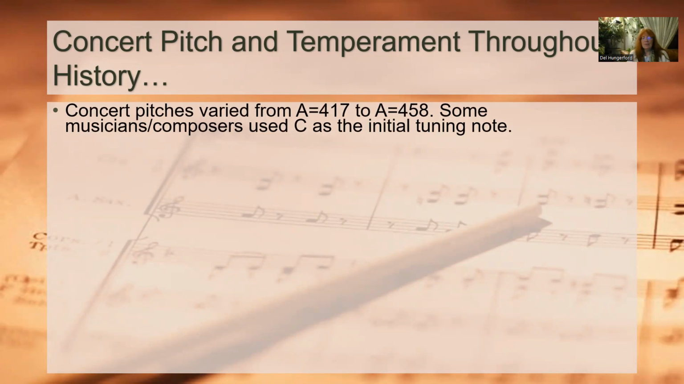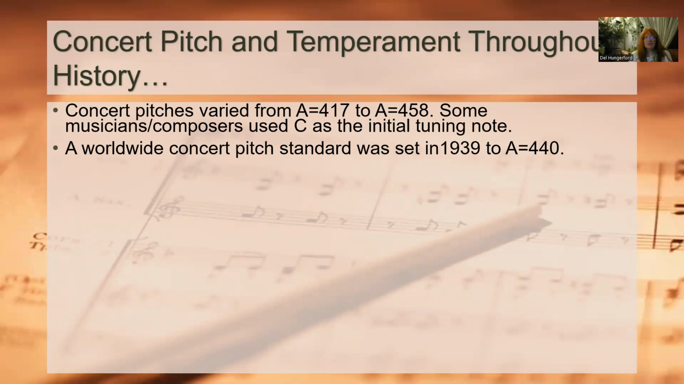Concert pitches varied anywhere from A, this is the A above middle C, at 417 hertz to A at 458 hertz. So some musicians and composers use C as the tuning note instead of A. And so, of course, that frequency is going to be different. Originally, because there was no way of measuring it, people tuned to the town bell, or the chainsaw down the street, something that had a consistent sound. That's what they would use to tune to.